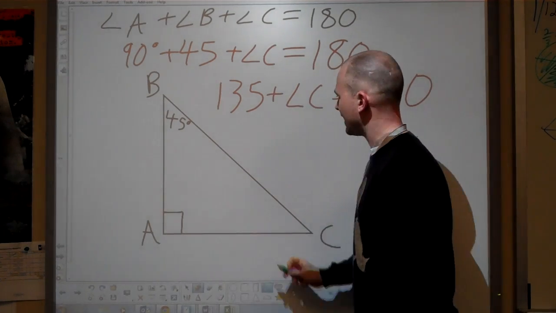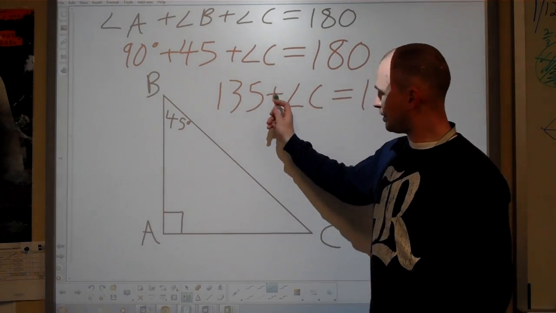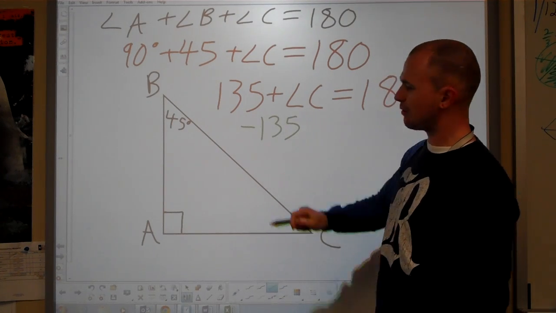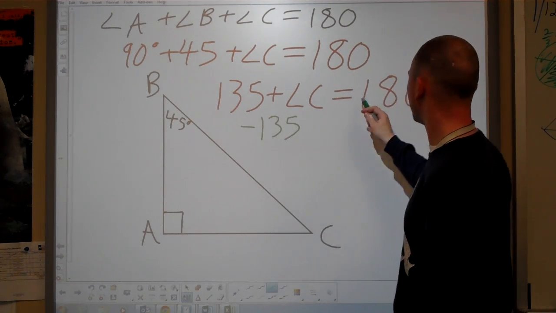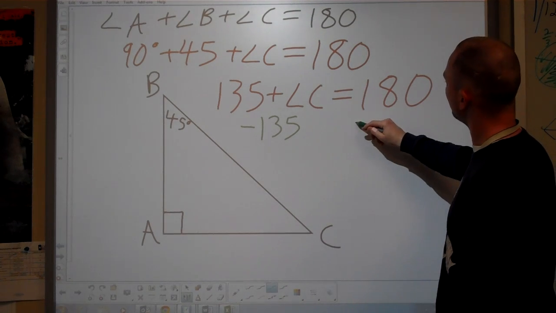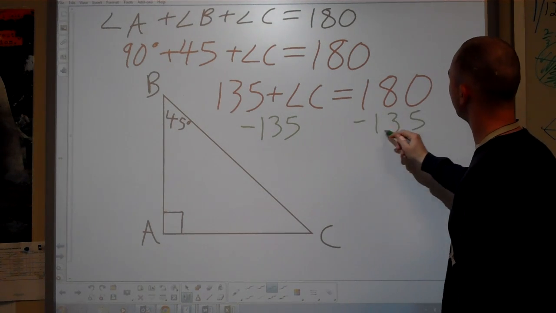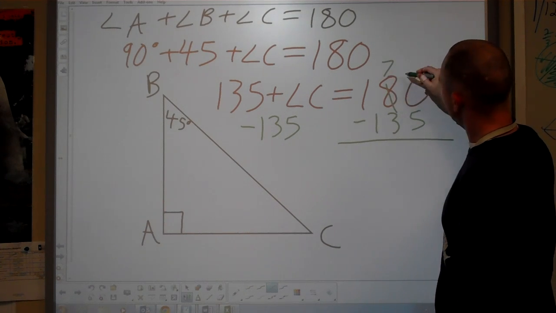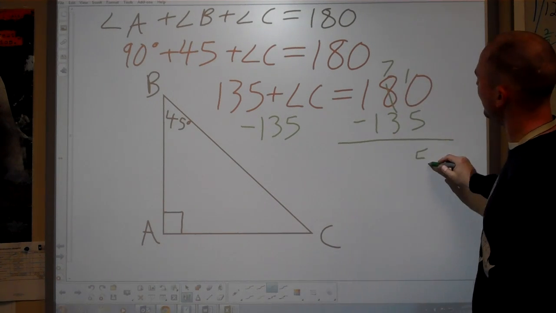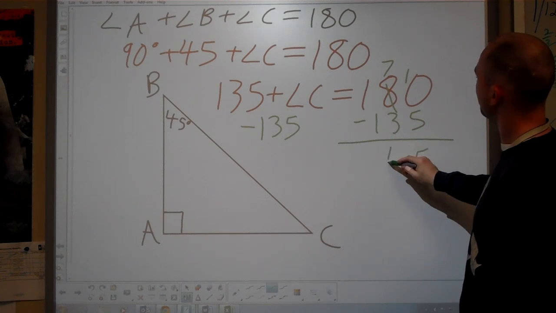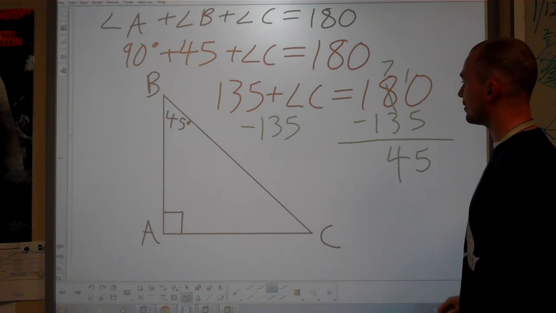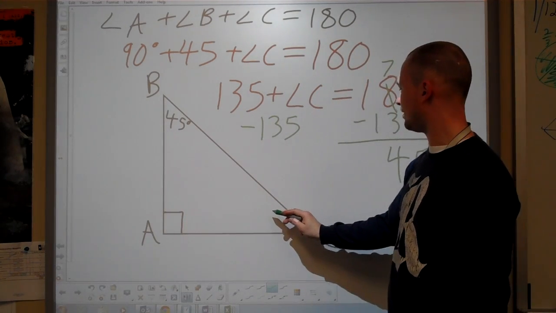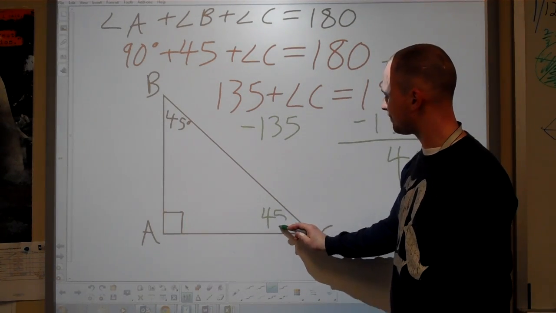Now I'm trying to isolate angle C. So to get rid of this plus 135 here, I'm going to subtract 135 from this side of the equation, and whatever I do to this side, I've got to also do to this side. So minus 135. Okay, 0 minus 5 can't do that. This becomes a 7. This becomes 10. 10 minus 5 is 5. 7 minus 5 is 4. And 1 minus 1 is 0. So if this is 45 and this is 90, this one also has to be 45.